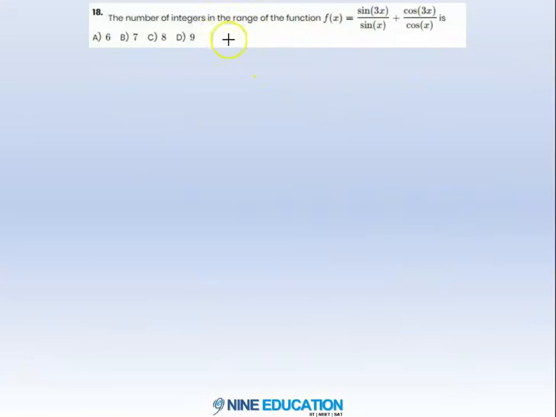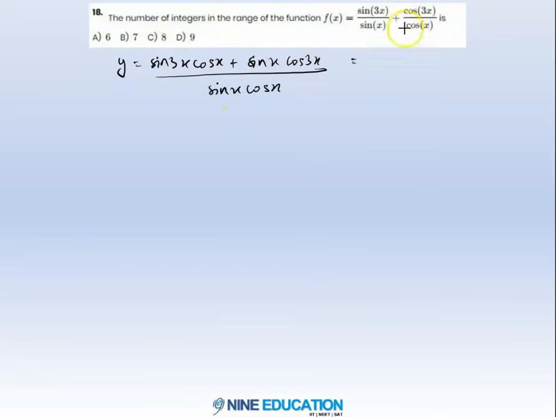Let's go to the next question. The question is number of integers in the range of this function. So for f(x) to be defined, x should not be an integer multiple of pi by 2. So to solve this question, I can write this as y is equal to sine 3x cos x plus sine x cos 3x divided by sine x cos x. So it is the sine A cos B plus sine B cos A formula, which is nothing but sine A plus B, which is sine 4x. Okay, and if I divide by 1 by 2 and multiply with 2, sine x cos x can be written as sine 2x. So this is nothing but 2 times of sine 4x by sine 2x.